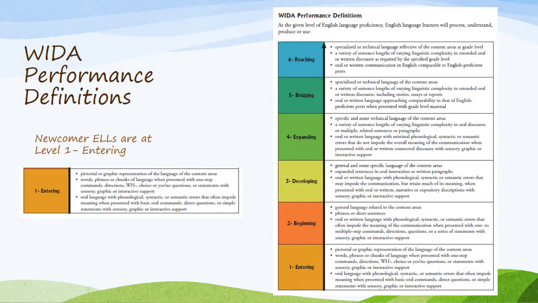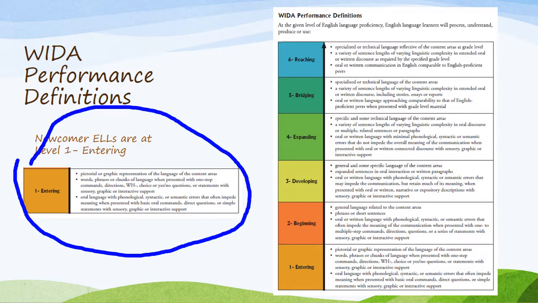As you can see over here, the level 1 students should be able to do these things.